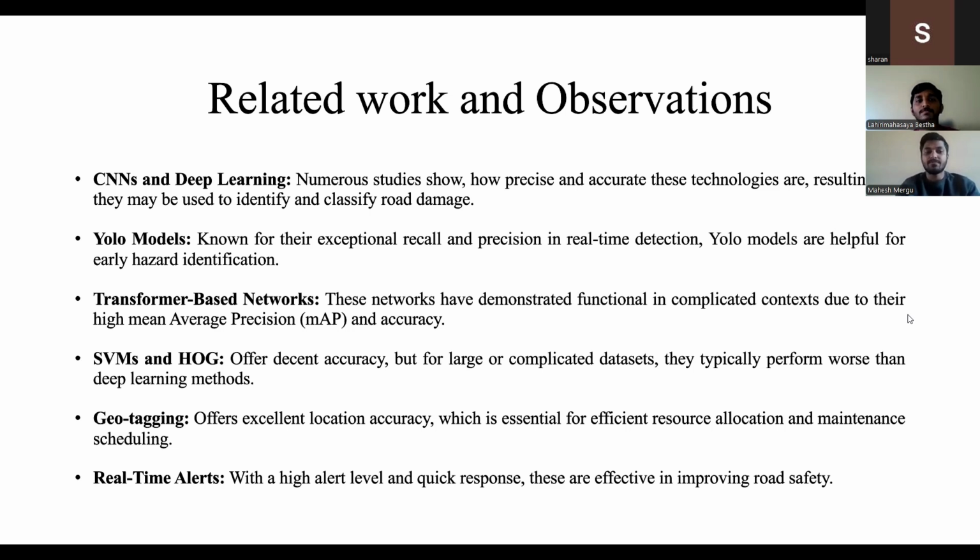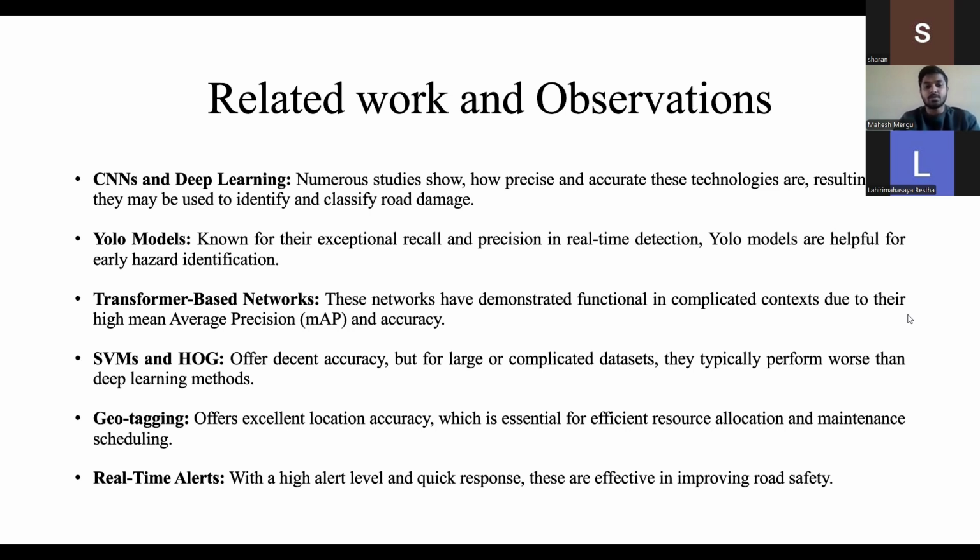YOLO models, like my friend already told you how they are used and what they are used for. YOLO stands for You Only Look Once. These are known for their exceptional recall and precision in real-time detection. There's no competition for those models in terms of precision and recall time. YOLO models are very helpful in early hazard identification, because as we all know, prevention is better than cure, right? So that's why we are using the YOLO models.